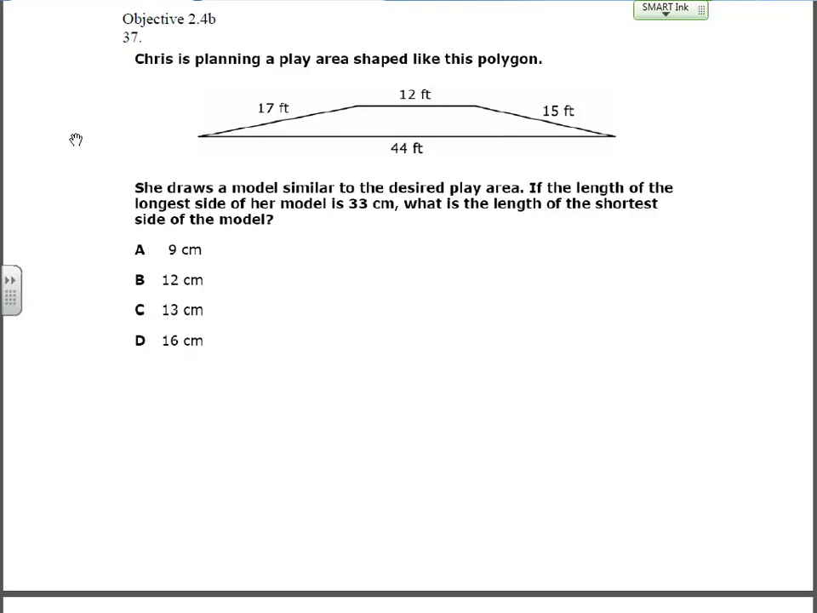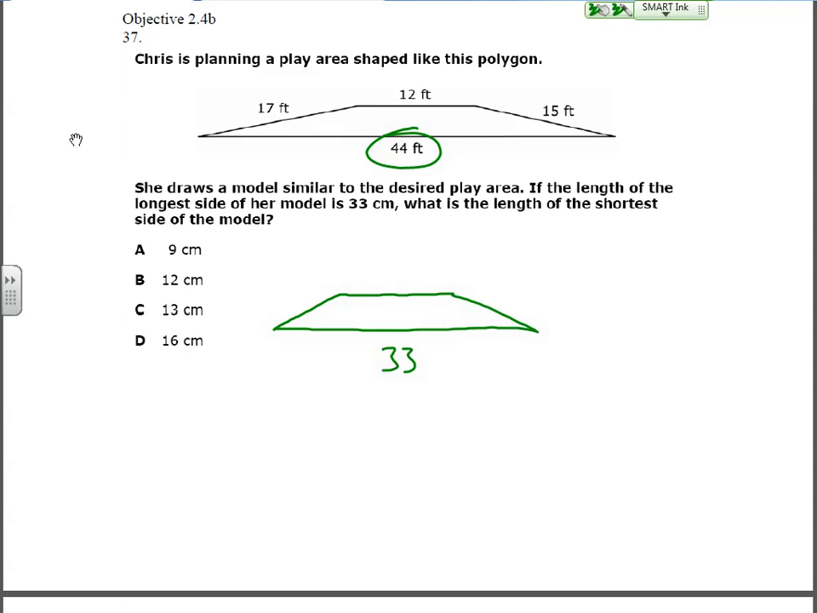Anyway, Chris is planning a play area shaped like this polygon. She draws a model similar to the desired play area. If the length of the longest side of her model is 33 centimeters, what is the length of the shortest side of the model? It's also clear which side is the longest side. That's the 44, right? So if she draws a model to this, the length of the longest side on her model is 33.